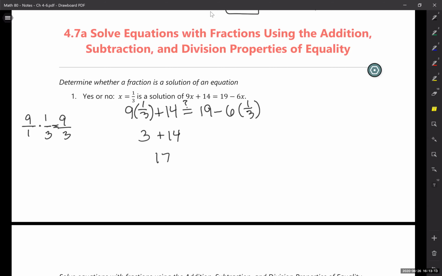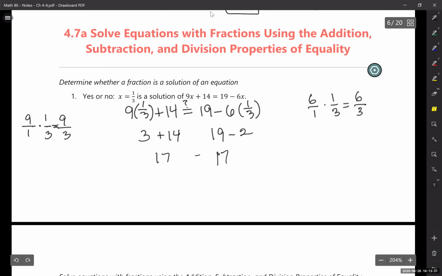And now we're going to do it again on the right side. 19 minus 6 times 1/3. Remember, just write the 6 over 1. Then multiply across the top, multiply across the bottom, and we get 2. 19 minus 2 is 17, which is equal to 17. So yes, x equals 1/3 is a solution to this problem.